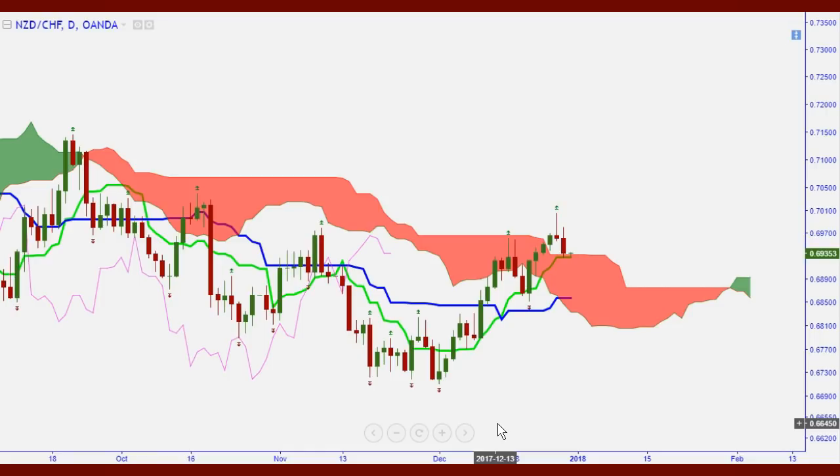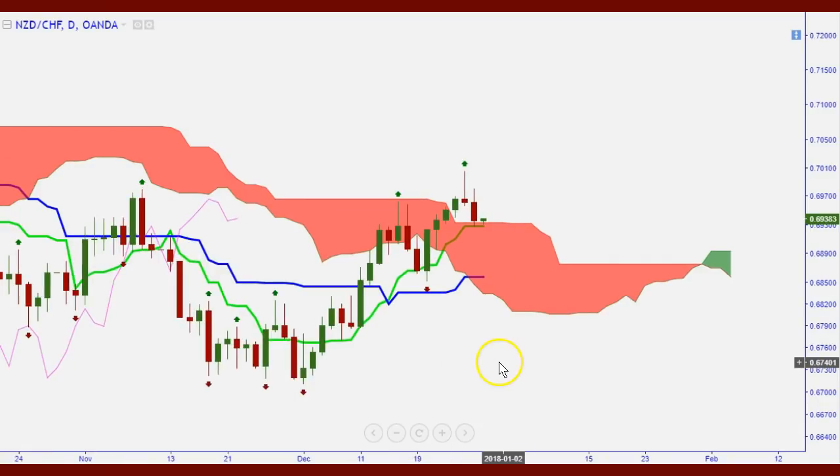Alright traders, I am back again with another video, and in this video we're going to take the opportunity to look at the New Zealand dollar Swiss franc. Have a trading setup here, not one of the most basic Ichimoku setups, but one that I use a lot. We're going to look at a Kumo breakout here. So this is the New Zealand dollar Swiss franc on the daily time frame.